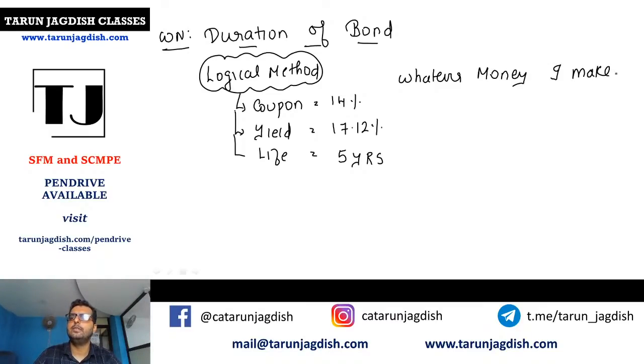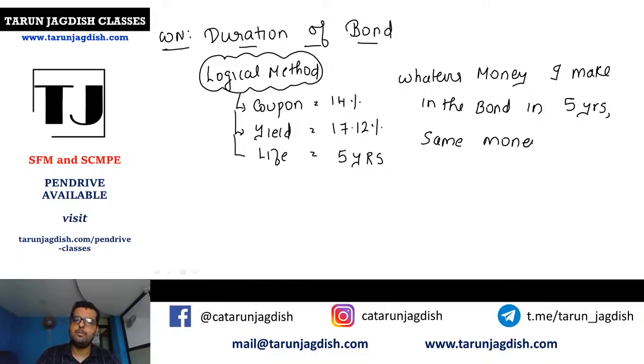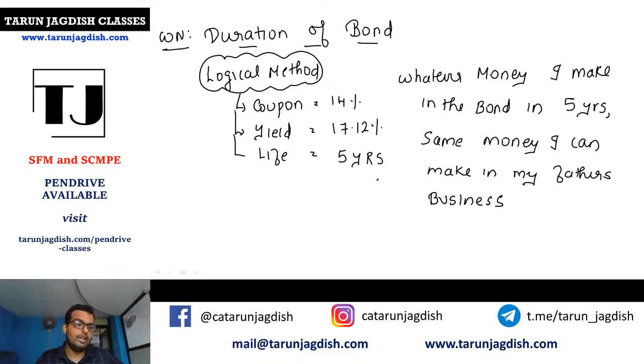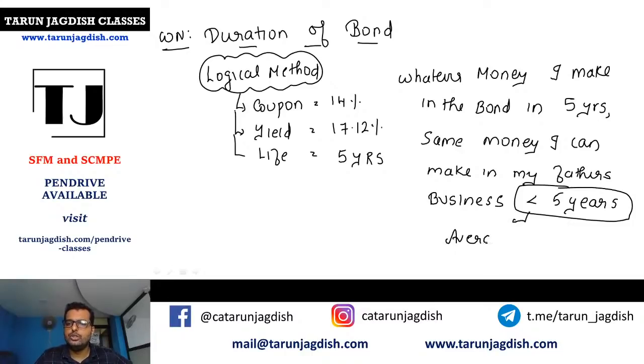So as per the logic of bond, what I told you earlier, whatever money I make in the bond in 5 years, the same money I can make in my father's business in, tell me friends, less than 5 years or more than 5 years? I can do it in less than 5 years because my yield is more than the bond. So my answer, or my average duration, should ideally be less than 5 years.